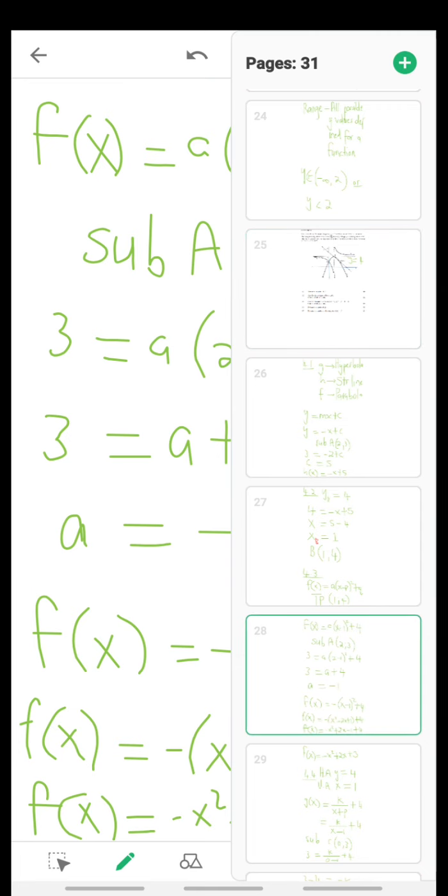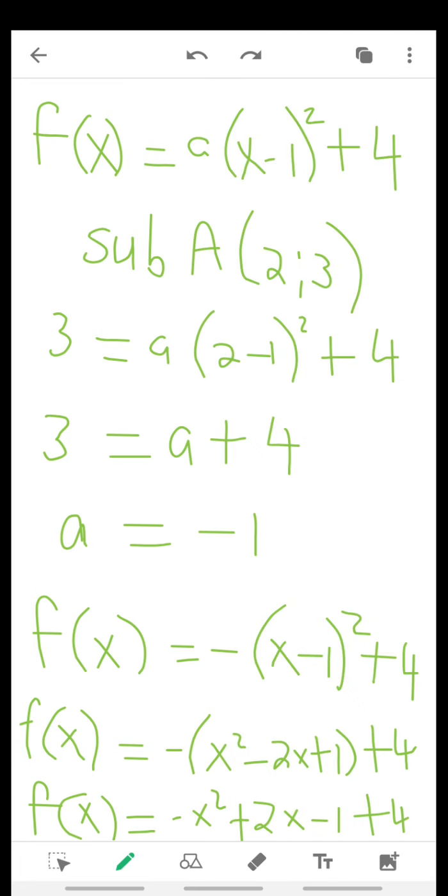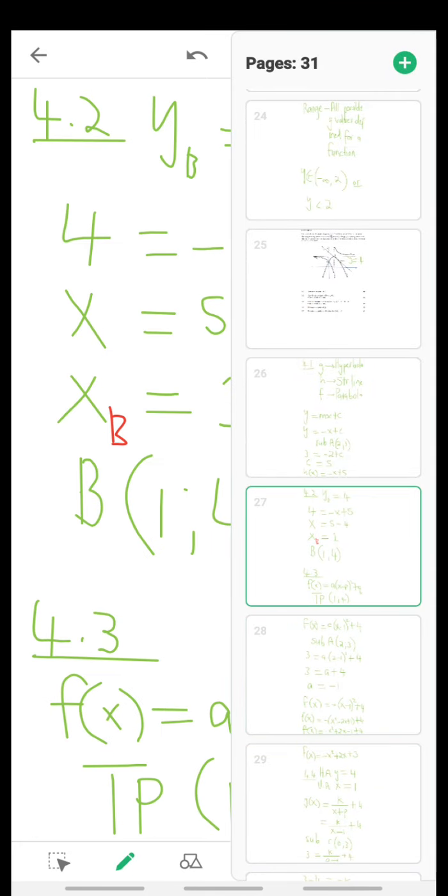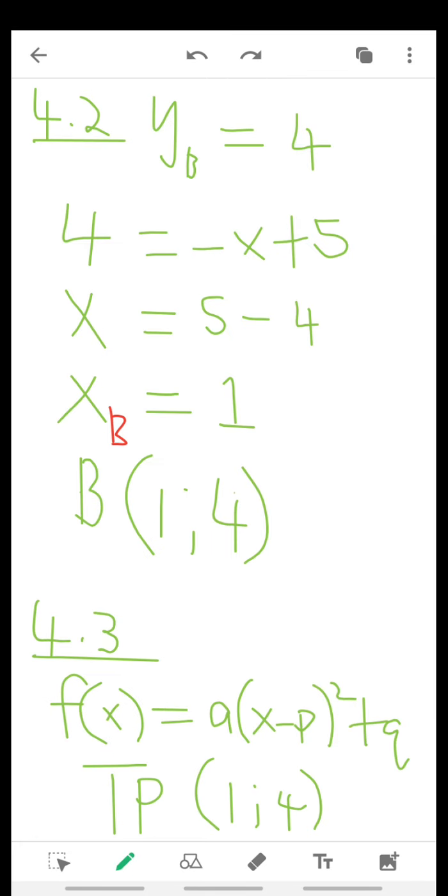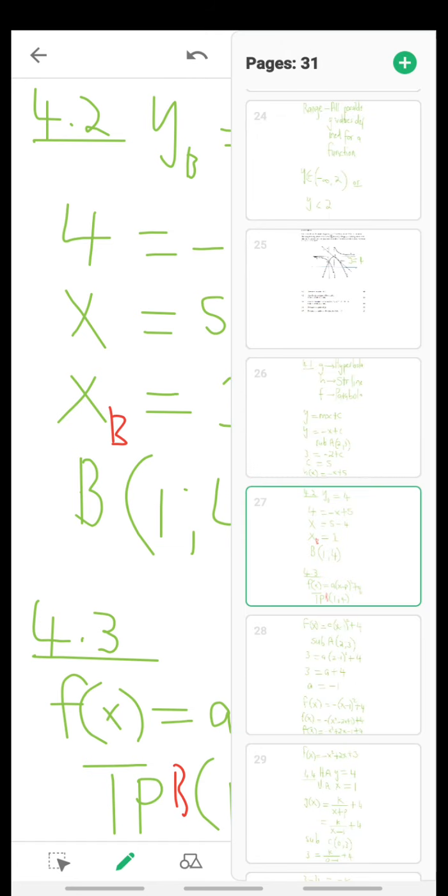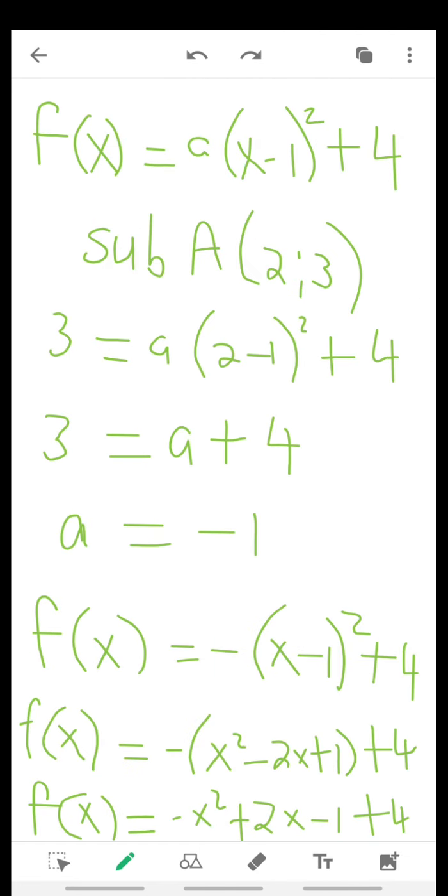So, doing that, f of x equals a times (x minus p) all squared plus q. We said the turning point are the coordinates of b, which is (1; 4). So when I substitute p and q, there we go. And then I substitute another point that lies on the function. So please do check other sessions of videos where I was dealing with each function at the time.